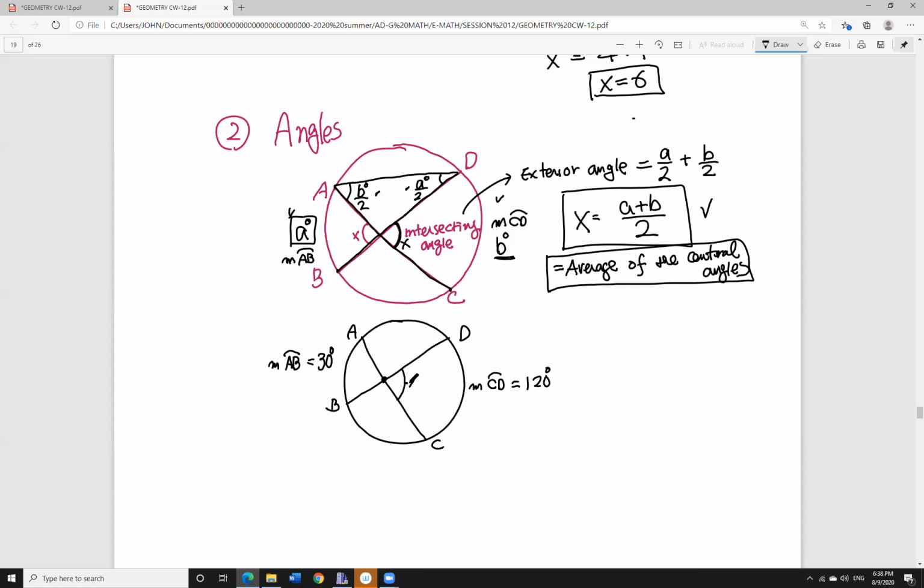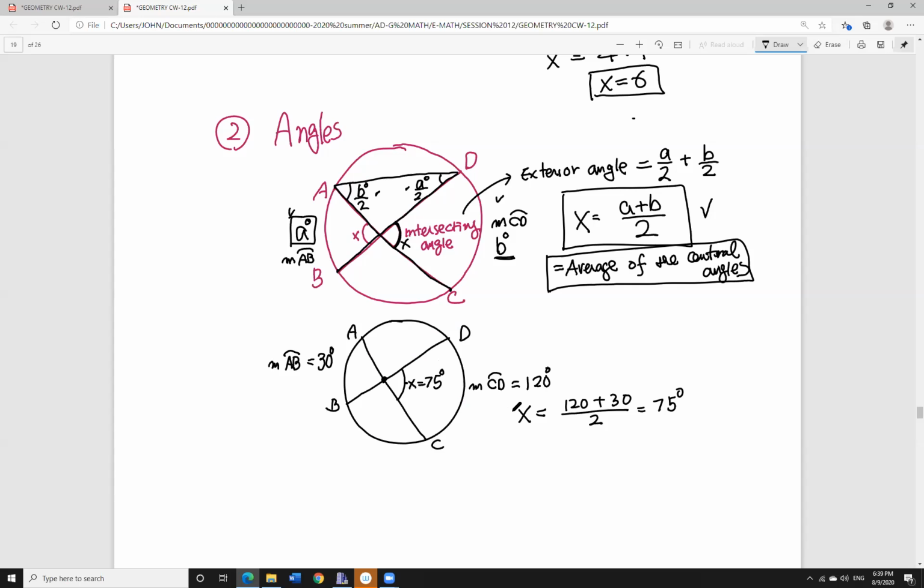This is intersecting angles. By the definition, x equals how much? Just 120 plus 30, or 30 plus 120 and divided by 2. 150 divided by 2 is 75 degrees. Oh, this is 75 degrees. That's it. This is the angle inside while using intersecting angles. Okay? That's it. Very simple.